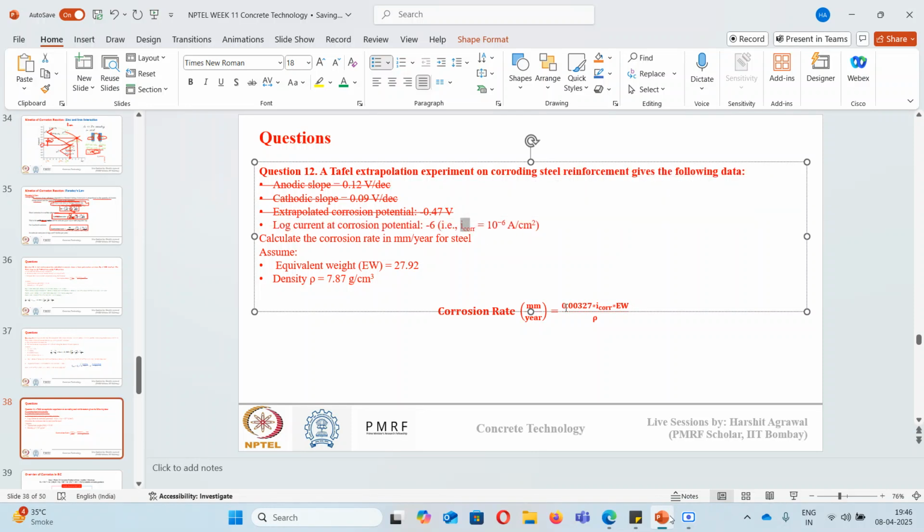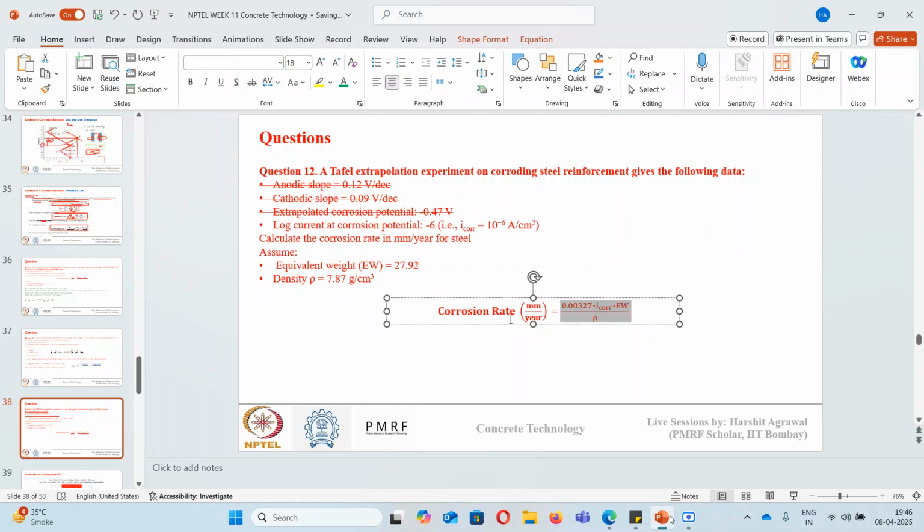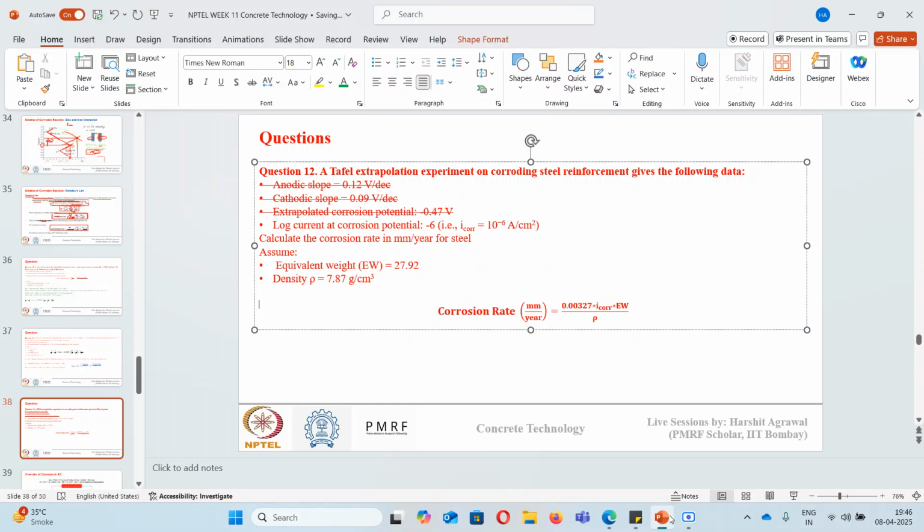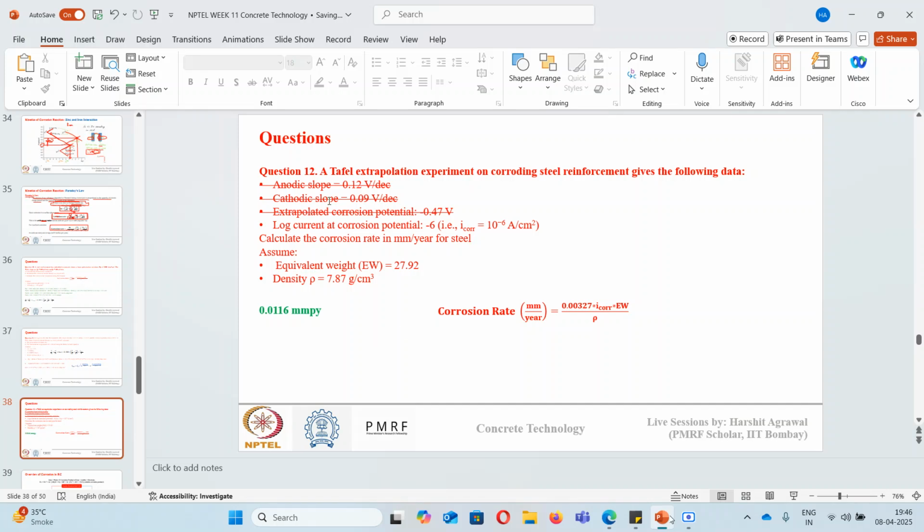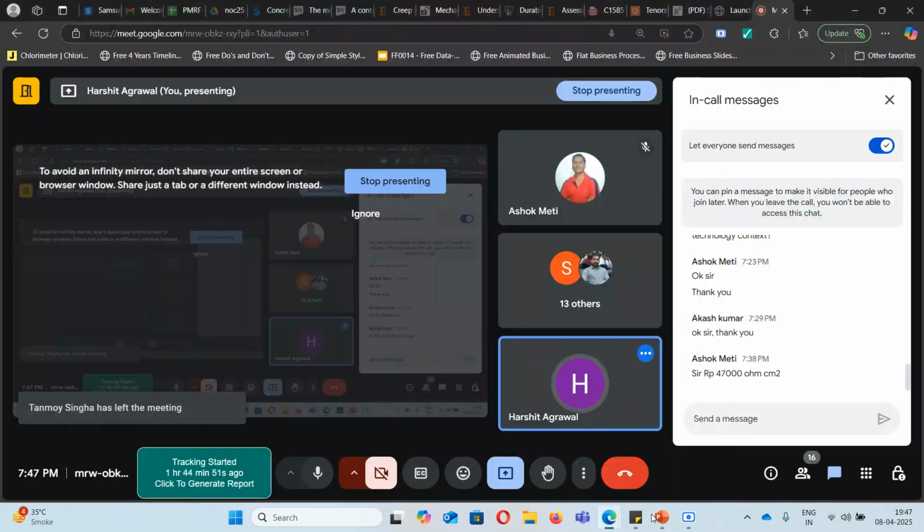And if you know the ICOR value, you know the equivalent weight and you know the density, so you can directly estimate the corrosion rate. Just substitute all the values here, and what you will get, corrosion rate will come out to be 0.10116 mmpy. Just put the ICOR value in this formula and calculate the corrosion rate. This is a very simple example of how from the bulk of the data you need to choose what data is relevant to your calculation. So this is how different numericals can be framed from the kinetics part of corrosion. Any doubts in this?